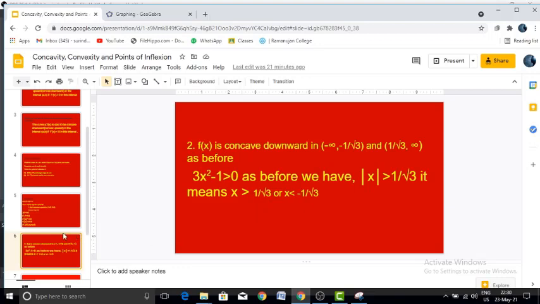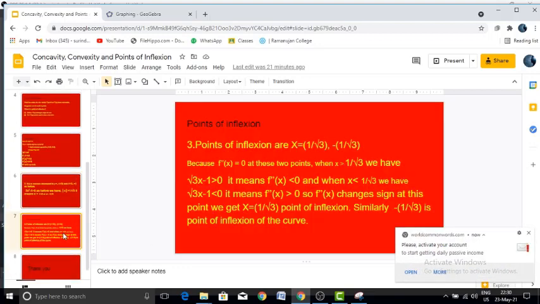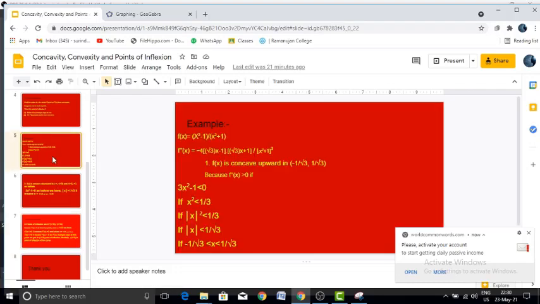Next we find points of inflection of this curve. Now again looking at the double derivative, f''(x) is minus 4 into (root 3 x minus 1) into (root 3 x plus 1) whole over (x square plus 1) raised to power 3.